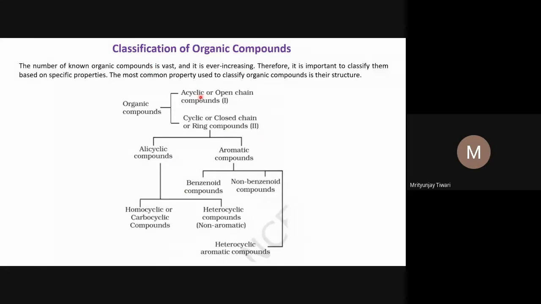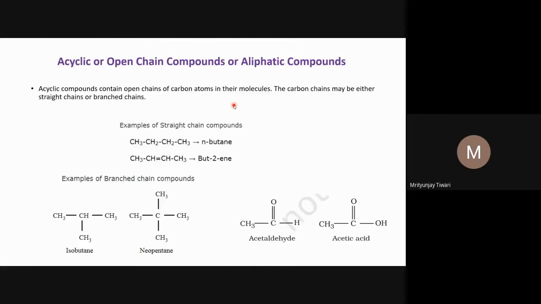First, let us see acyclic or open chain compounds. These are also called aliphatic compounds. Acyclic compounds contain an open chain of carbon atoms in their molecules. These open chains could be branched or straight chain.